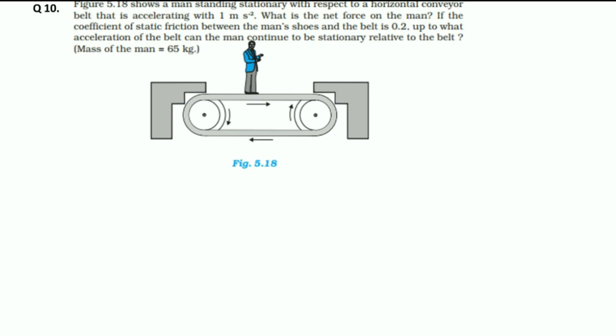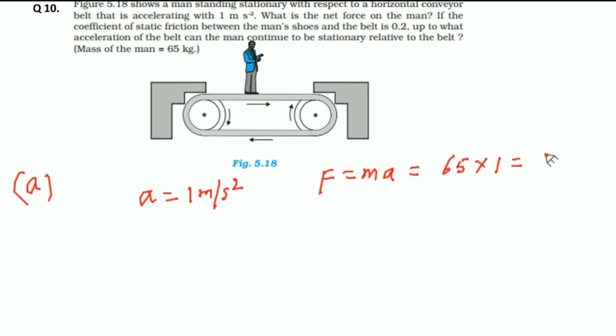Okay, so first part. What is the net force on the man? Of course, the acceleration is given, a is 1 meter per second square. So what is the force? Force, as we know, is mass into acceleration, and the mass of this man is 65 kg. So 65 kg and acceleration is 1 meter per second square, so the force on the man will be 65 Newton. The direction of this force is opposite to the direction of motion of the belt.